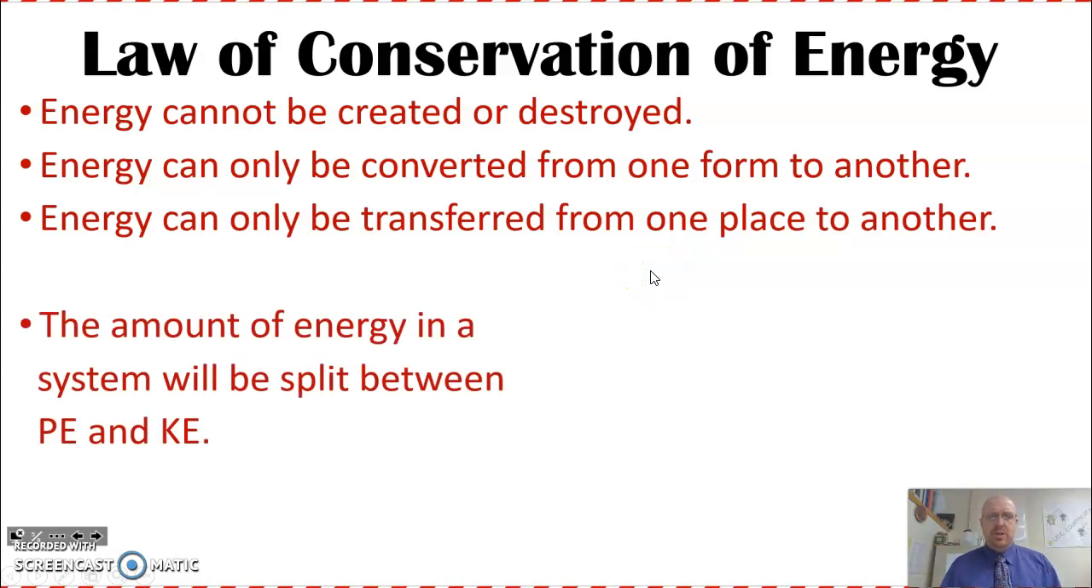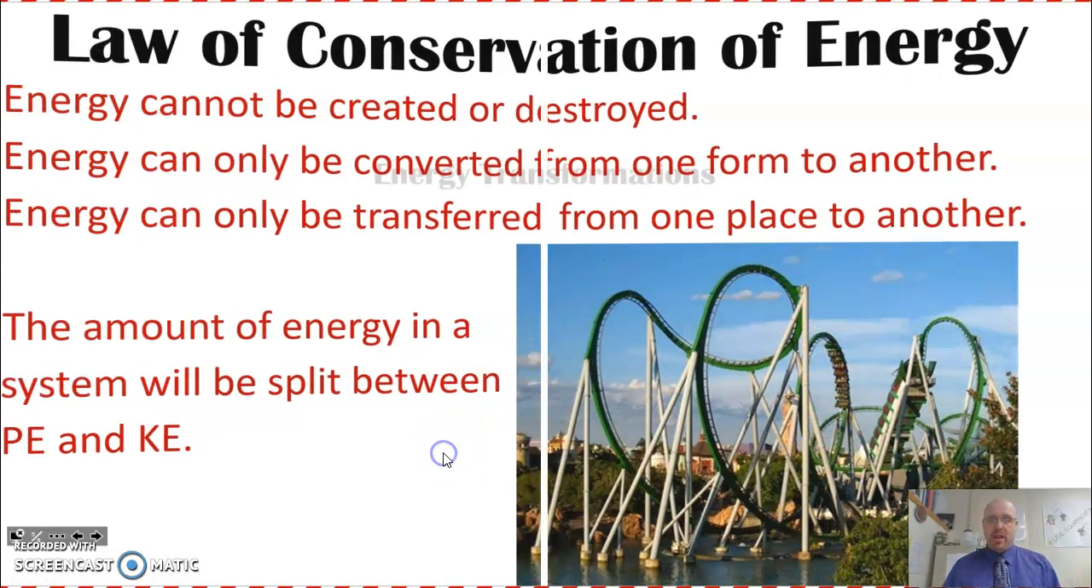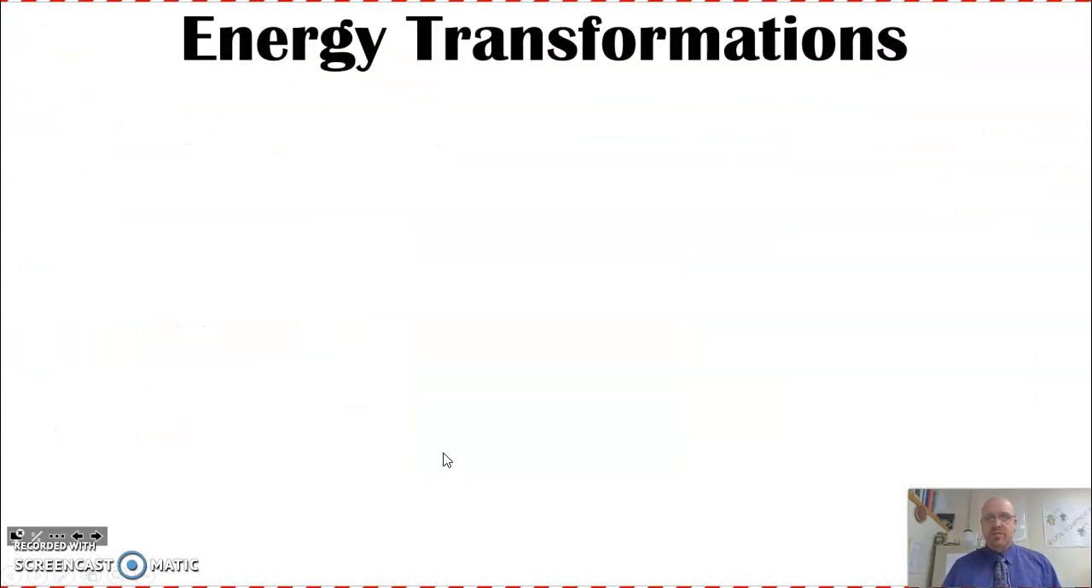And most of the time when we're dealing with the law of conservation, we split the energy in that system between potential energy and kinetic energy. Again, think of the roller coaster. When we had a roller coaster, you were trading kinetic energy for height to get potential energy, and then once you're up in the air, you now have potential energy, and you trade that for kinetic energy as you go down. So roller coasters are great examples of that conservation of energy between kinetic and potential.